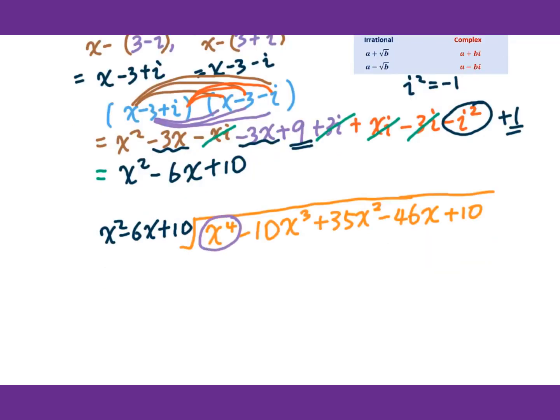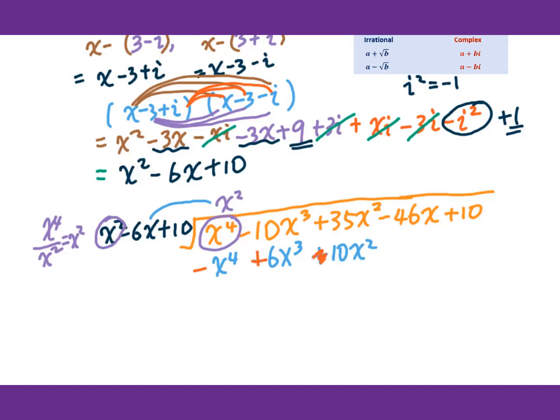Divide means the first term divide. We get x to the fourth divided by x squared. You will get x squared. So we got the x squared here. This will be x to the fourth. Then multiply. You will get negative 6x third plus 10x squared. Remember, change the sign, adding. You will get negative 4x third plus 25x squared. Then drop down minus 46x.